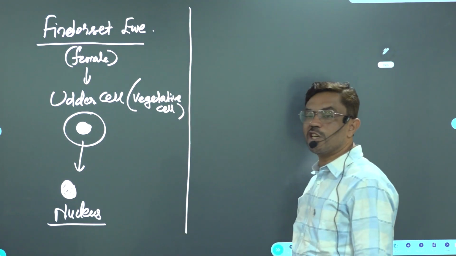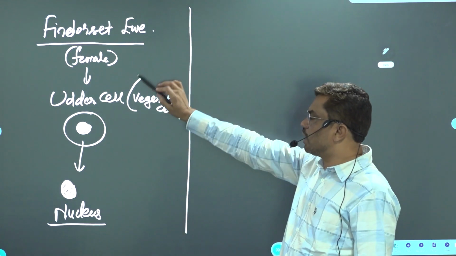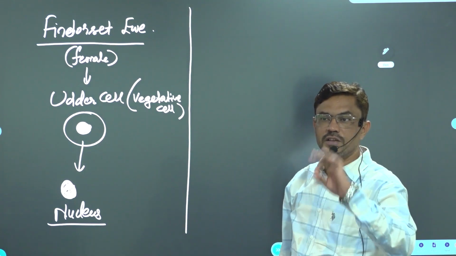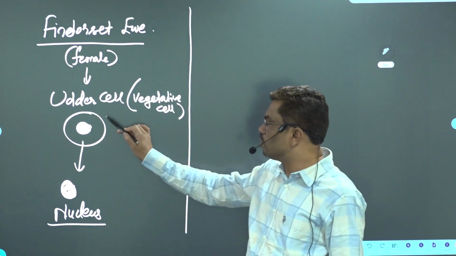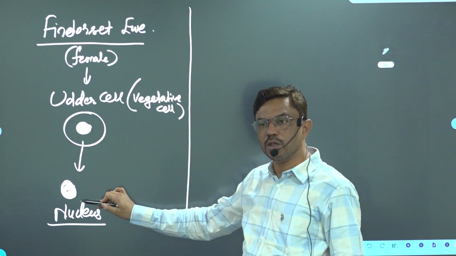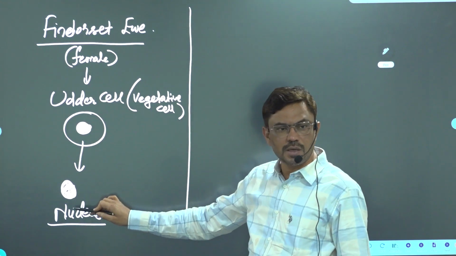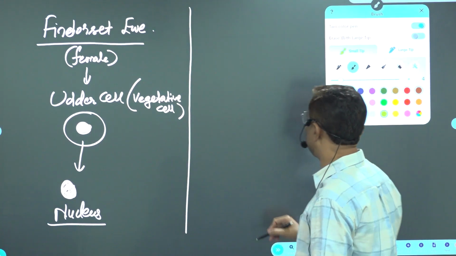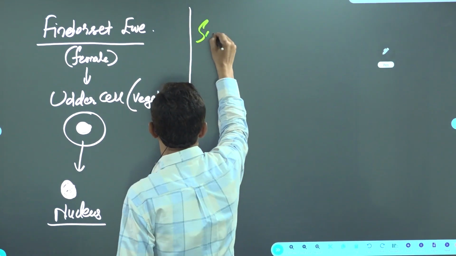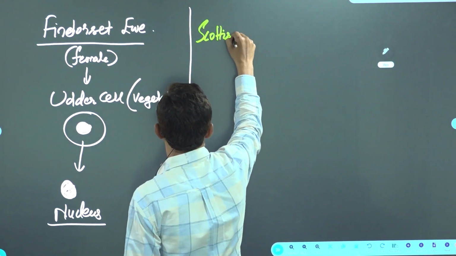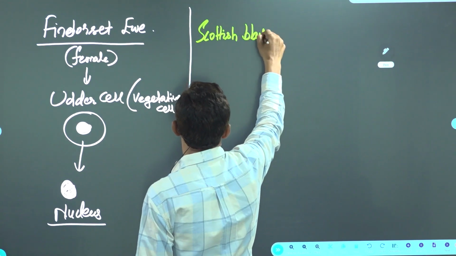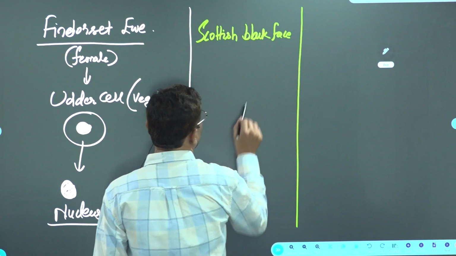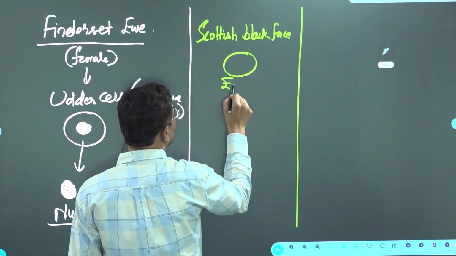See, this is the Finn Dorset ewe. From this Finn Dorset ewe, he took an udder cell. Udder cell means it is a vegetative cell. From this vegetative cell, he isolated the nucleus. Okay, he separated the nucleus. Now, he took another sheep called Scottish Blackface. Okay, now he collected the egg cell.